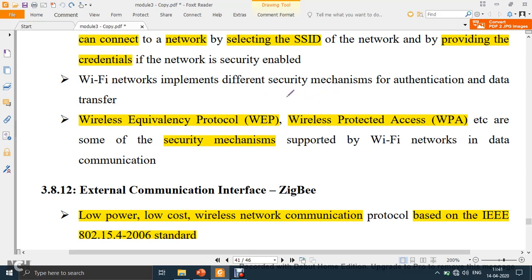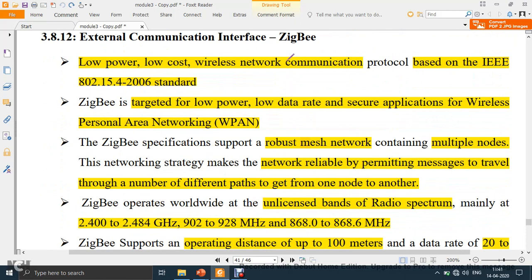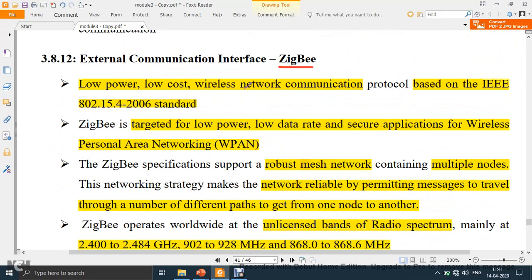There are various mechanisms to implement these credentials, or passwords, or security. The first method is WEP, Wired Equivalent Privacy. This is rarely used nowadays, but what is used is WPA, Wi-Fi Protected Access. This is available in mobile also. If you go to your hotspot settings, there you can select WPA1 or WPA2. So, Wi-Fi Protected Access, right? This is about Wi-Fi. Next we'll move on to one more wireless communication interface, which is Zigbee.